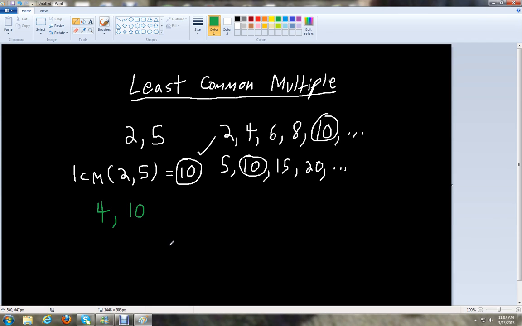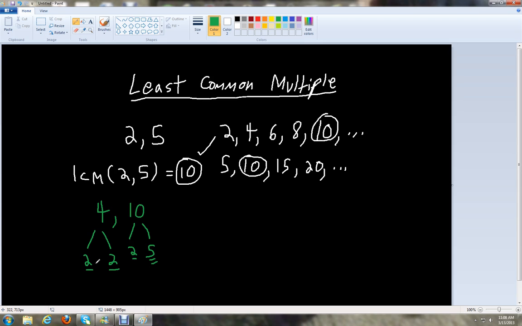Okay, so this time we're not going to just count by 4s or count by 10s, but we're going to use factoring to find the least common multiple of 4 and 10. So we'll factor 4, and we know that that's 2 times 2. And then we factor 10, and that is 2 times 5. So the only factors that we see here are either 2 or 5.